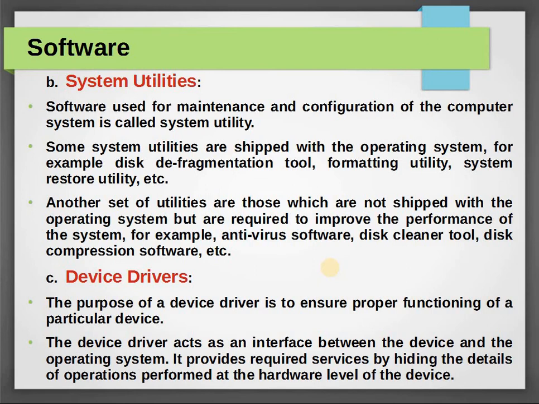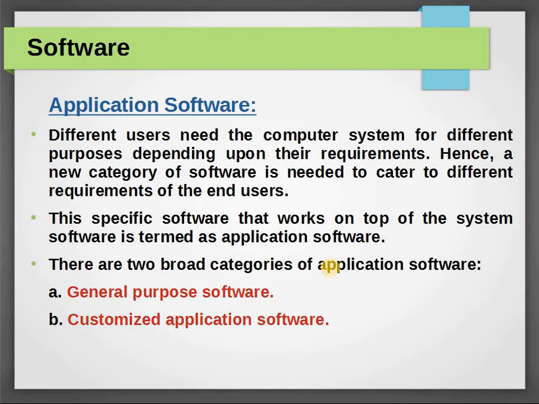Next we will study another type of software, that is application software. Different users need computer systems for different purposes depending upon their requirements. Hence a new category of software is needed to cater to different requirements of the end user. This specific software that works on top of the system software is termed application software.